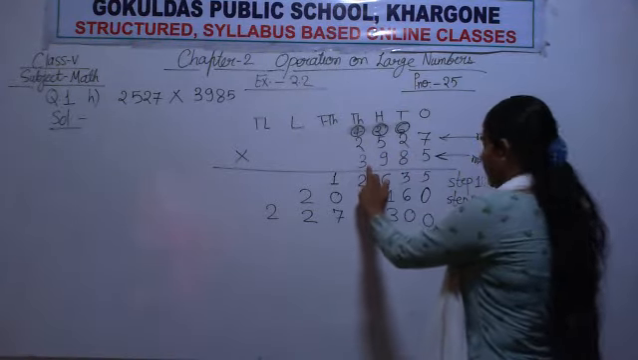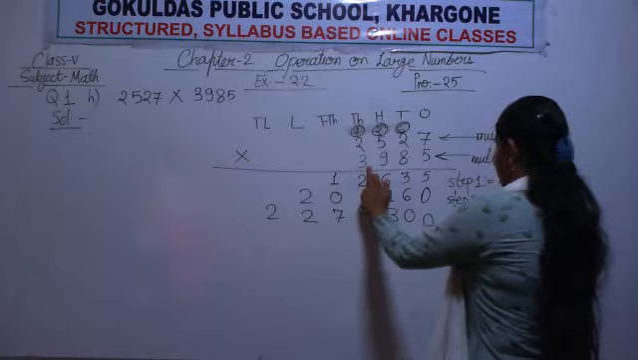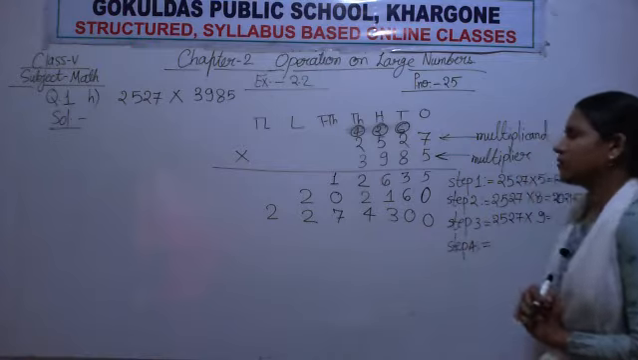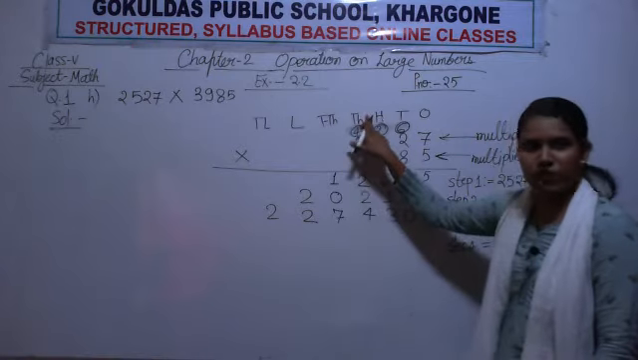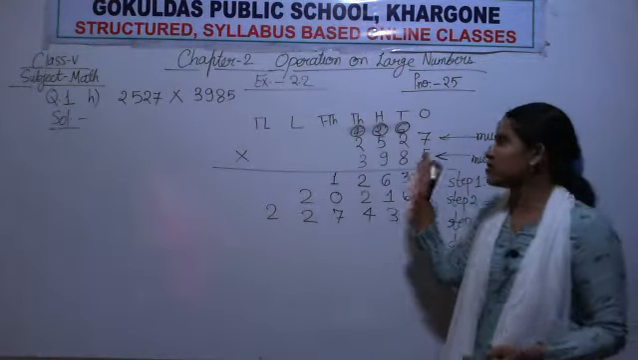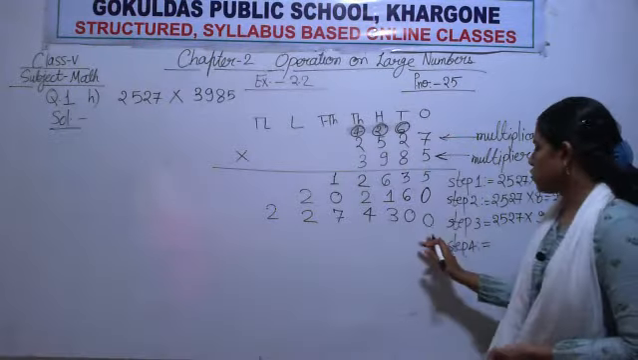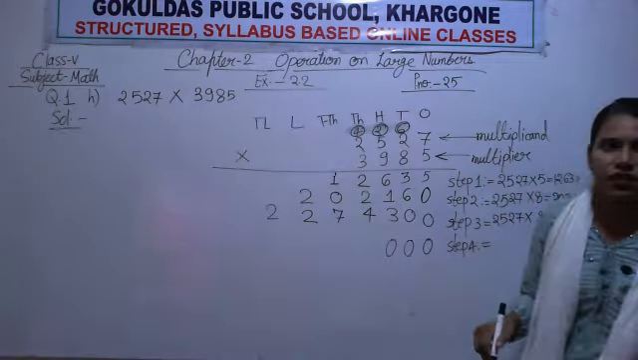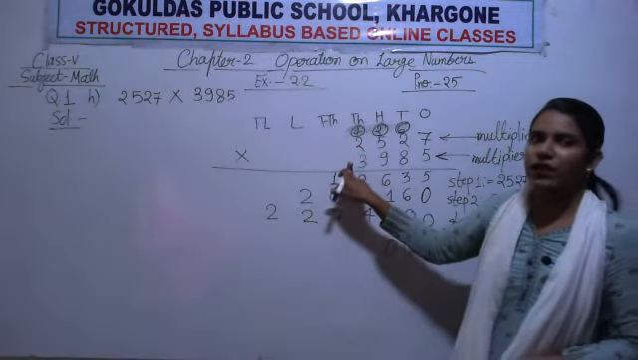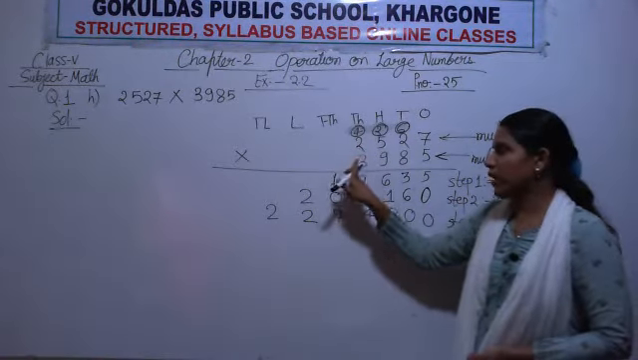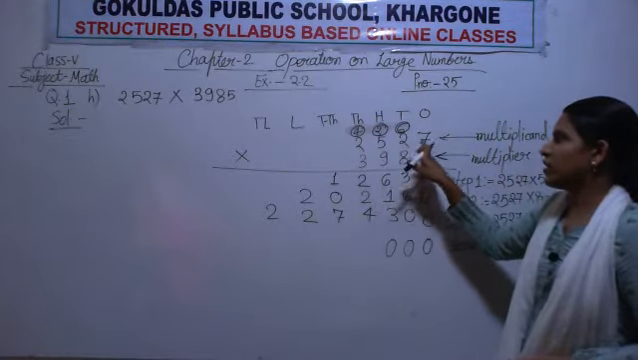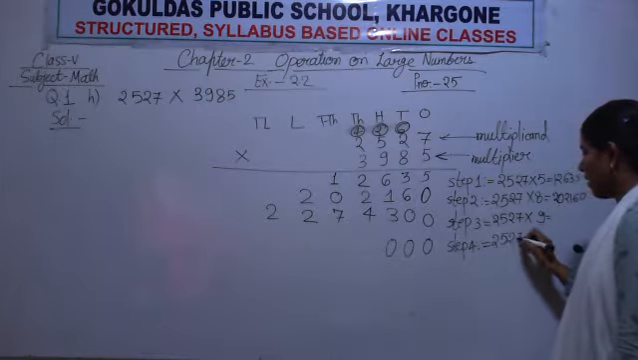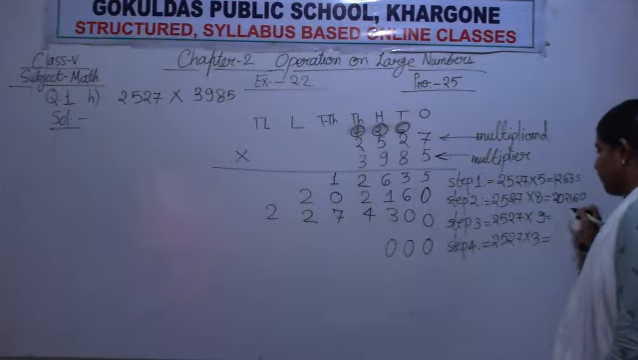Now move to the 3. So in step 4 we will move to the 3. As 3 is at thousands place, in 1003 the ones, tens and hundreds places are 0. So here also in ones, tens and hundreds place you have to put 0. Now you will start multiplying. You will multiply 2527 by 3.